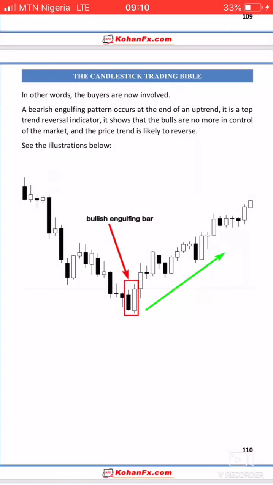A bearish engulfing pattern occurs at the end of an uptrend. It is a top trend reversal indicator. It shows that the bulls are no more in control of the market and the price trend is likely to reverse. See the illustration below.